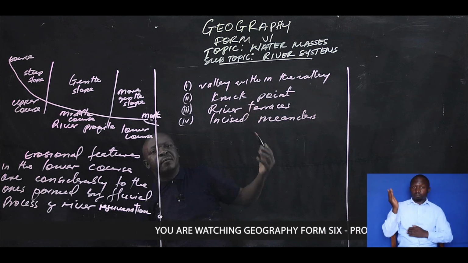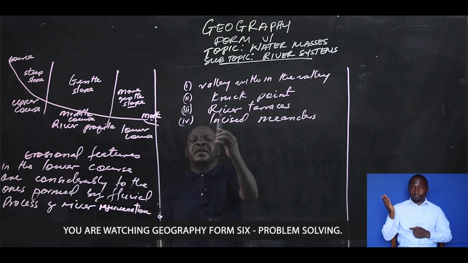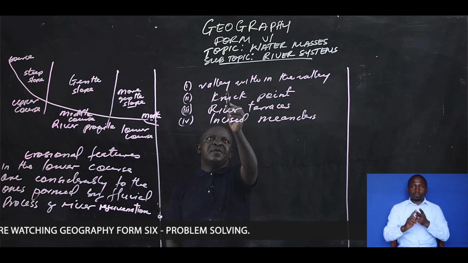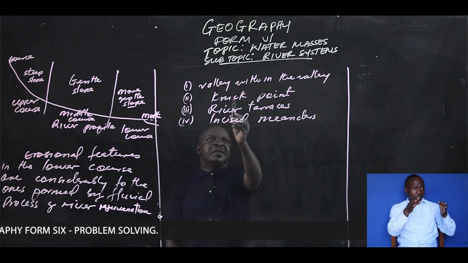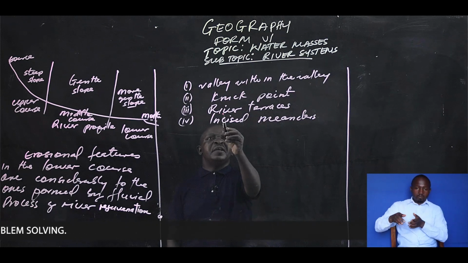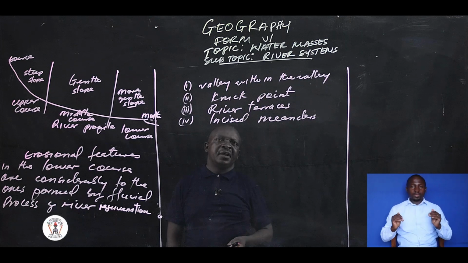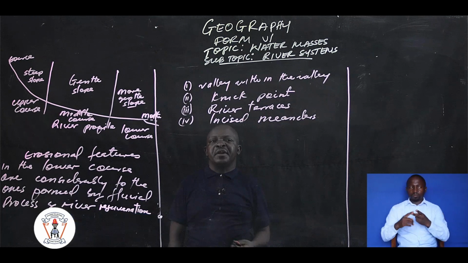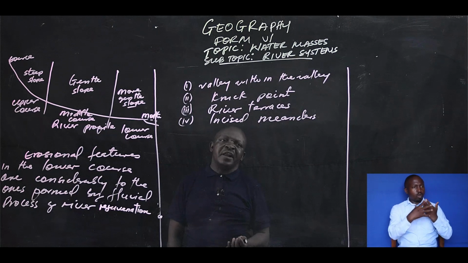So this should be elaborated. You should explain how they are formed in the lower course relative to river rejuvenation. Give the nature of valley within the valley, the way it is formed. Give the nature of knick point, the way it is formed by river rejuvenation. Give the nature of river terraces and how they are formed by river rejuvenation. Give the nature of incised meanders and how they are formed by river rejuvenation. You can buy the same we had with question number 3.